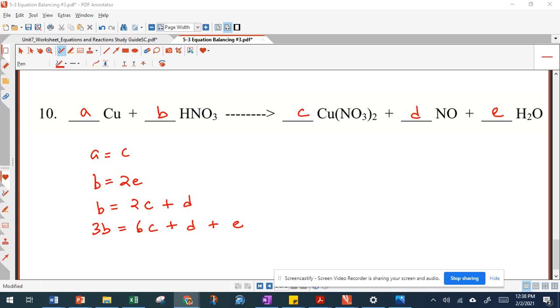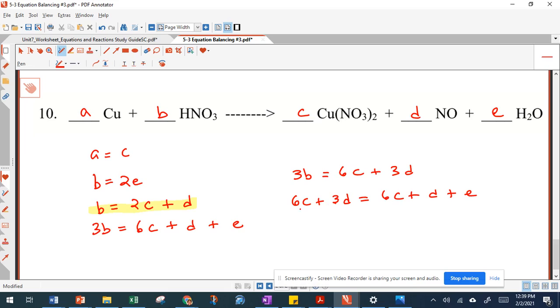But before I do that, I'm going to multiply this equation here by 3. So when I do that over here, I get 3B is equal to 6C plus 3D. So now these two equations are both equal to 3B, so now I'm going to set them equal to each other. So I have 6C plus 3D is equal to 6C plus D plus E.